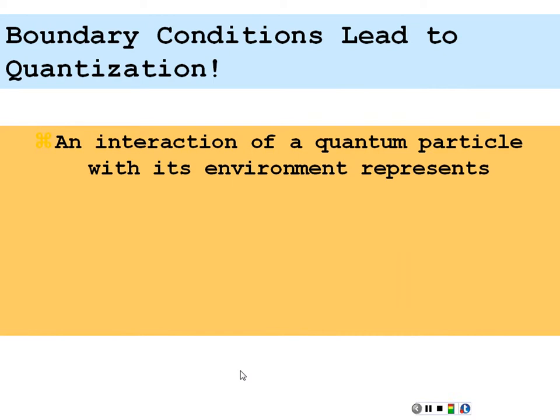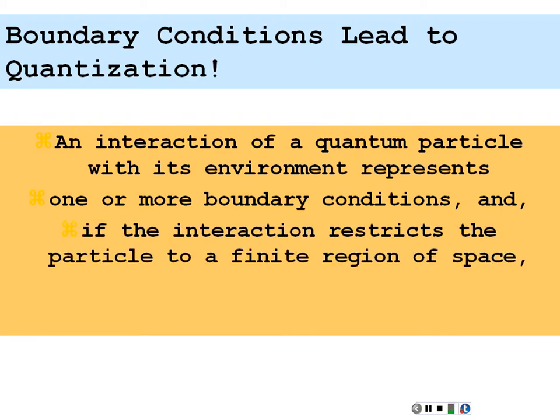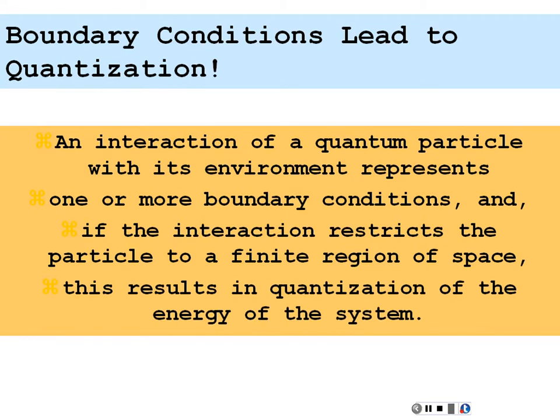We see with this example of an interaction of a quantum particle with its environment that if we constrain that particle with one or more boundary conditions, and if the interaction restricts the particle to a finite region of space, this results in the quantization of the energy of the particle, of the system. So, boundary conditions are what leads to quantization, this idea of discrete energies corresponding to that system. How about that?